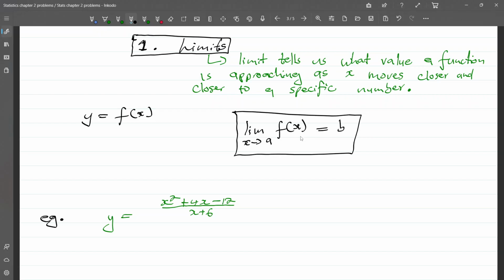Remember, f of x is a function, and a is a value of x, like the x values on the x-axis. b is just a value on your y-axis. So this is asking you, what y value does this function approach when it approaches this value of x? That's what it's saying. So let's just jump into examples, and you will surely understand what the limits are trying to do.